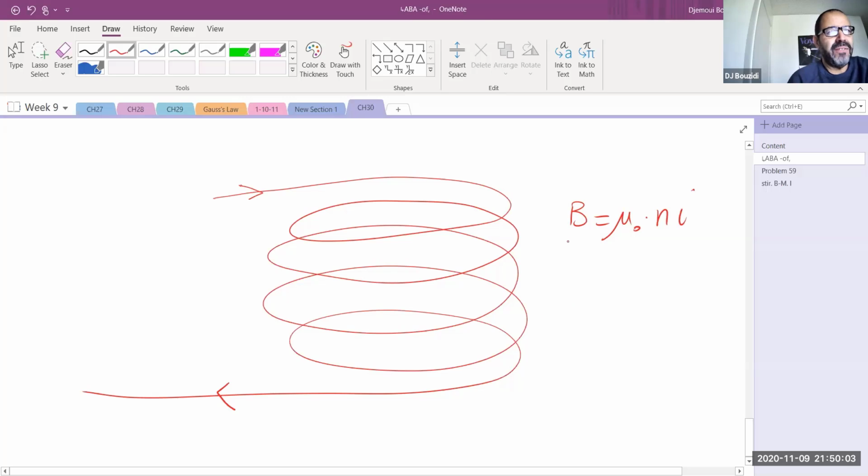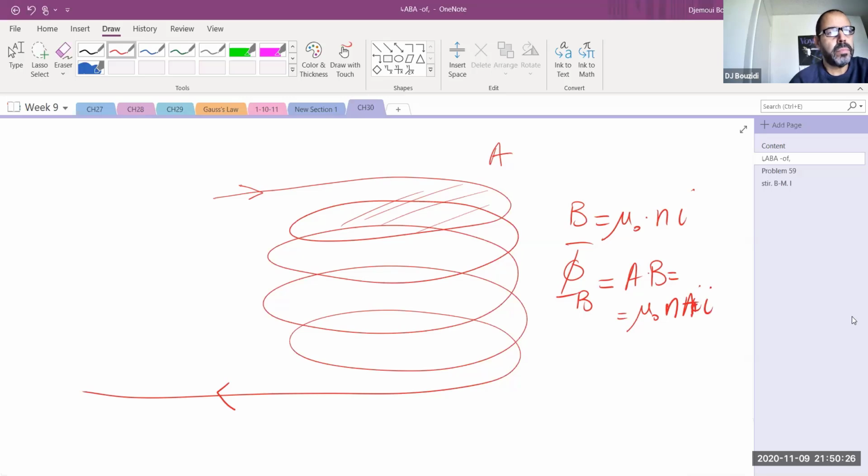And then also I can find the flux. If I assume that there is a cross section A in here, then the flux due to the magnetic field is given by A times B. And A times B is just mu naught N I times the area A. Let me write the I at the end. Usually that's how we do it, okay? So this is the flux in the magnetic field.